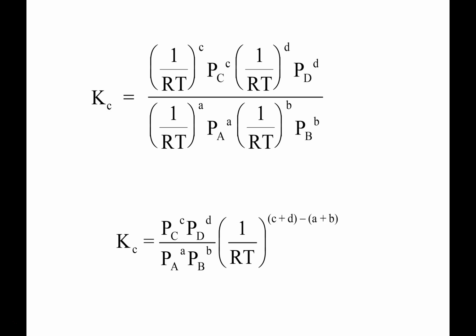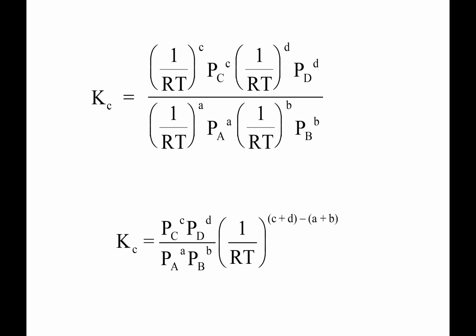So we got a mess here, but that's what it ends up being. That mess up here is what we can call the change in moles. Why? Because the stoichiometric coefficients are the relative moles. So the change in moles is simply the coefficients, C plus D minus A plus B. That's your delta n.